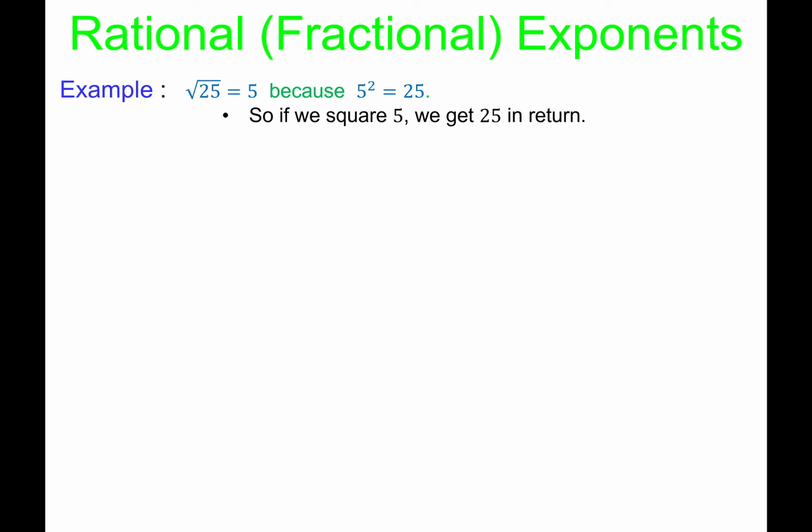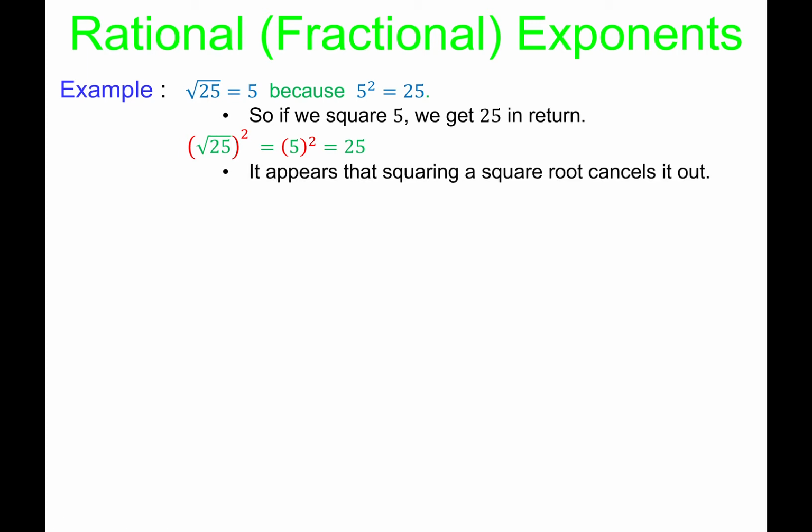Okay, so we're going to talk about rational, which is another word for fractional, exponents. We have an example. The square root of 25 is equal to 5 because we know 5 squared is equal to 25. So if we square 5, we get 25 in return. And so the square root of 25 squared is equal to 5 squared, which is equal to 25. Okay? So it appears that squaring a square root cancels it out.